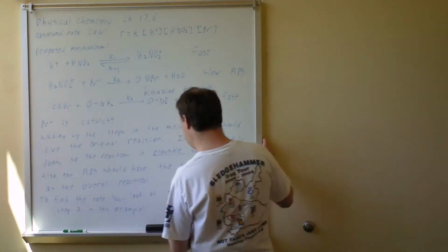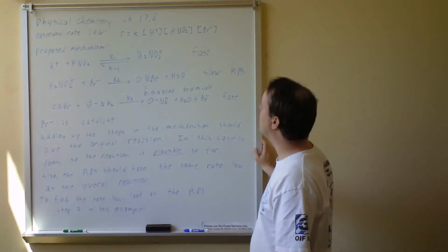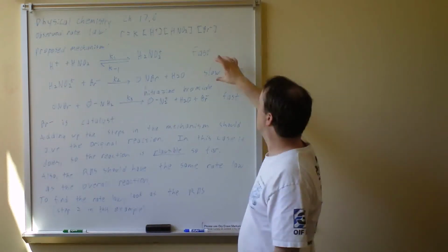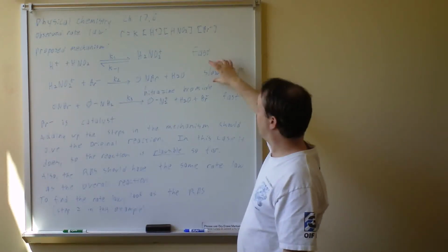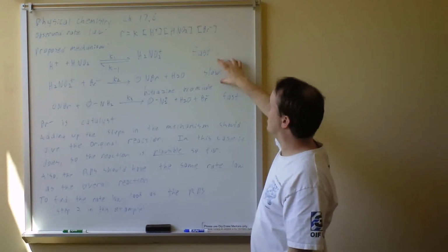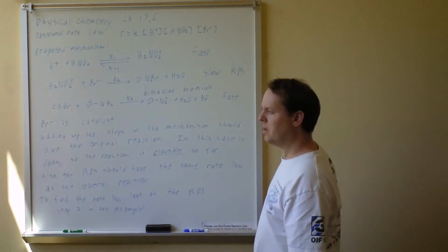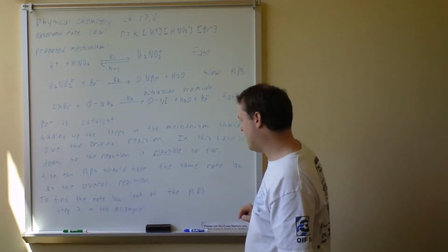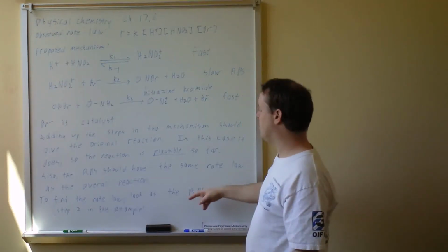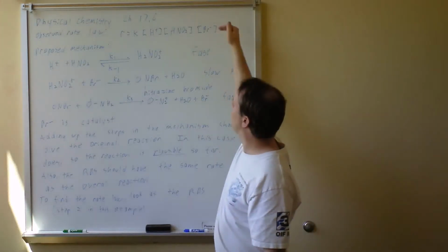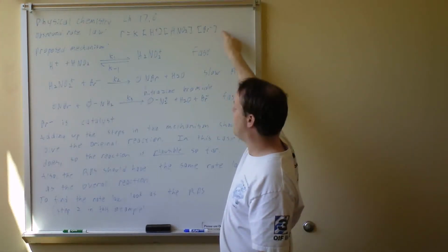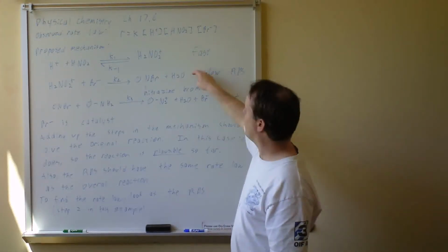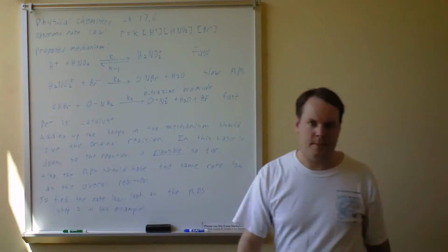Also the rate determining step should have the same rate law as the overall reaction. Like I said, if this is the slowest step in the mechanism, then this is the step that determines the rate that everything happens. So to find the rate law of this reaction up here, to verify this basically, we're going to start with step 2 and see what we can do with that.